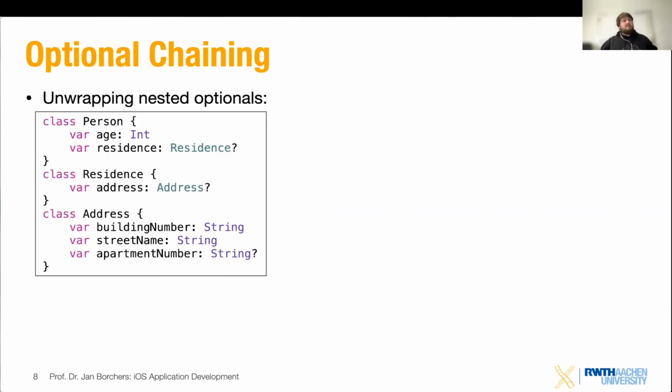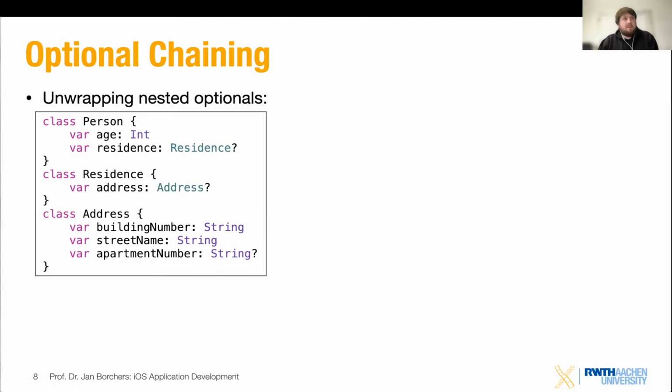Something that is also possible with optionals to make it easier to work with them is called optional chaining. So if we look at this example, we have a class of person. Person will always have an age, but they could also have a residence, so where they're living. But they might also not have a residence associated with that person. So the residence here is of type residence optional.